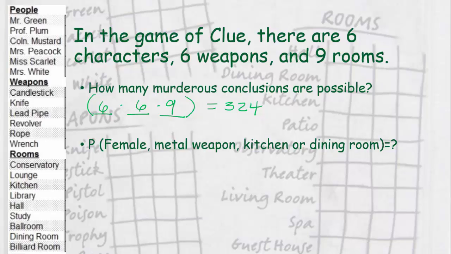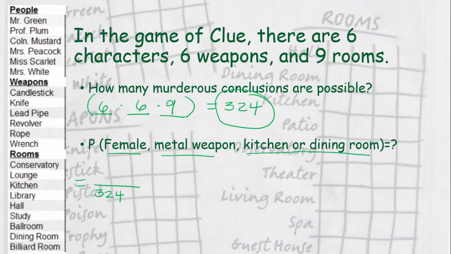Now, how do we use that for probability? Well, probability is a ratio. Both parts of the ratio can use the counting principle. So let's look at this. What's the probability that the conclusion is that a female person did the murder using a metal weapon and performed the murder in a kitchen or dining room out of all the rooms there? So let's see what the probability was. There's 2 ways to look at this. We can use our previous number because actually that's all the possibilities. So our probability is over 324.